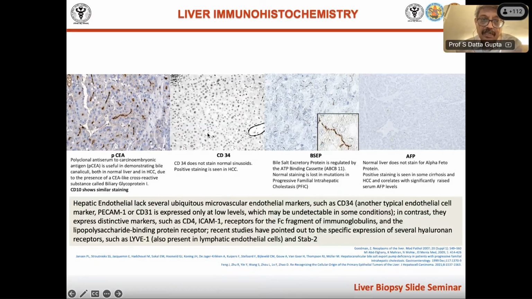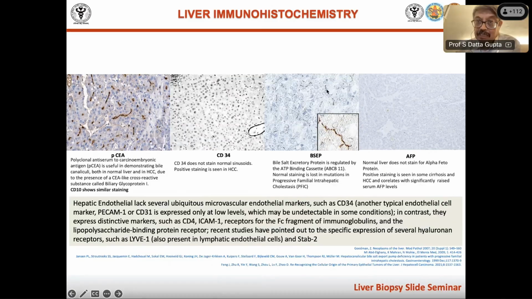If you see capillaries and all, you do CD34, they will stain. But in the liver, the normal endothelial marker CD34 does not work. So in the normal liver, CD34 is absent. In hepatocellular carcinoma, they are present. Now for bile canaliculi, another thing that you can do is bile salt excretory protein.